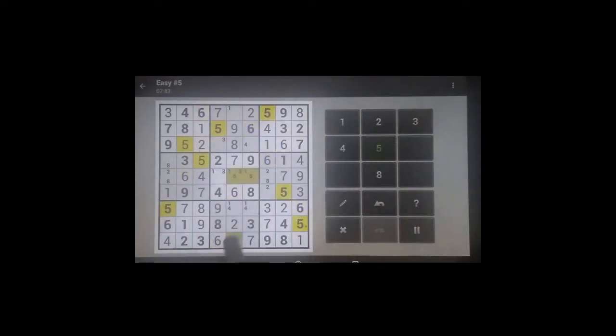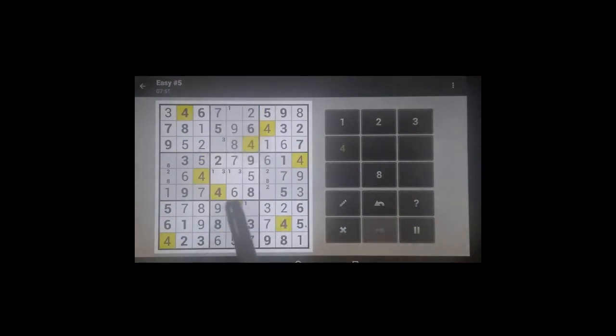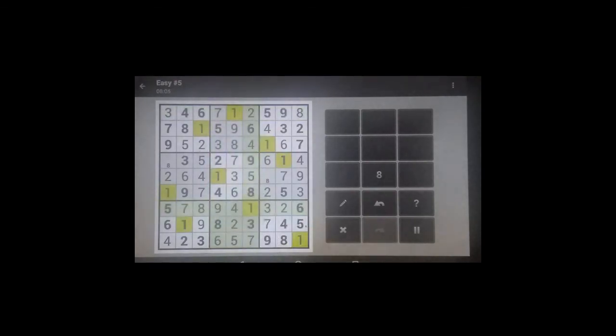5s, that's a no, so there, and there. 4s, okay, nope, nope, yep, and yep. 3s, nope, is that, yep, yep. 2, yep, yep. 1, yes, yes, and yes. And to my 8s to finish it.